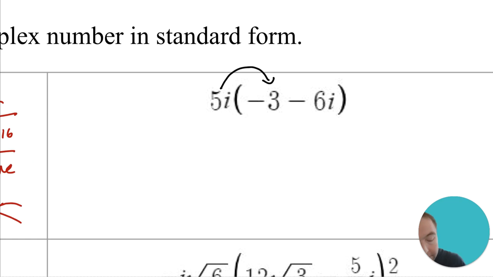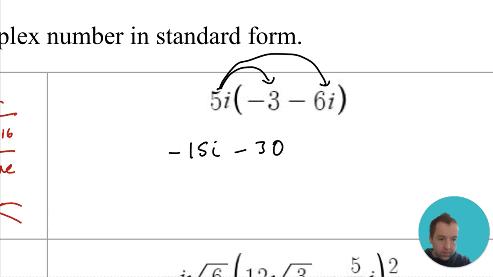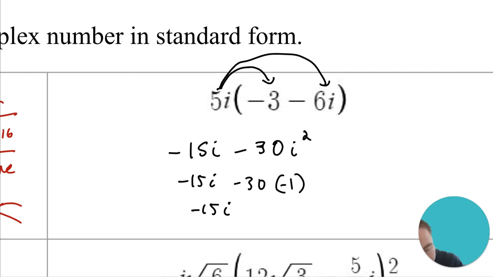You can multiply the 5i to both of these terms. This is going to become -15i. And then when it distributes to right here, 5 times -6 is -30. Make sure that when you distribute the i to something that also has an i, you write the appropriate exponent. So it's going to be i squared. Now we know that we can't leave an exponent on that i, so we'll have to change that i squared to become a -1. And then you'll be able to multiply the -30 with a -1 to become a +30.